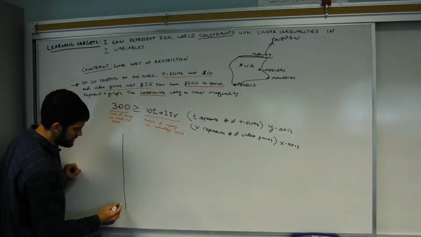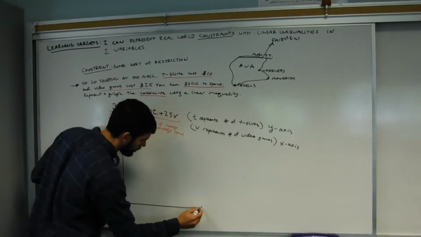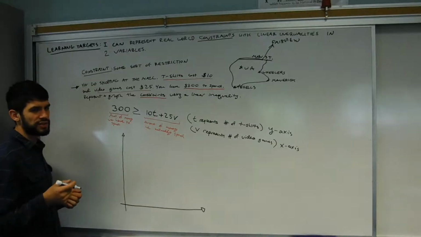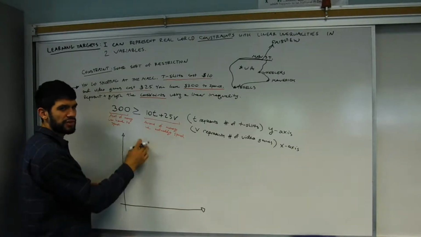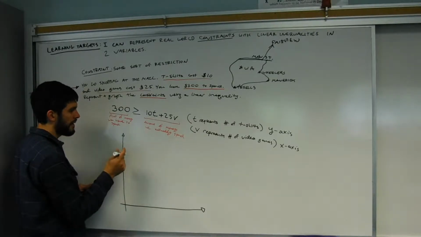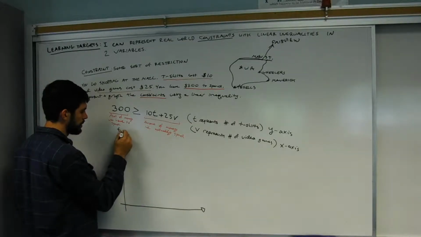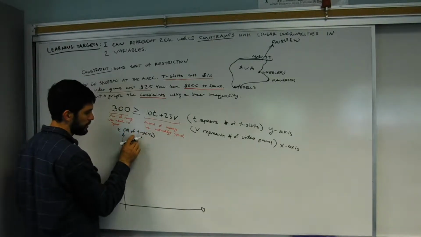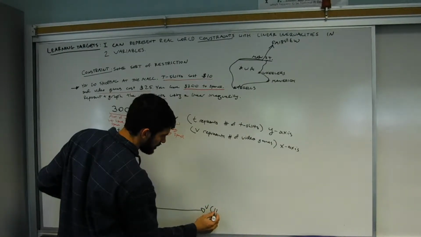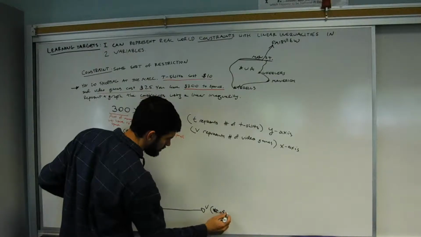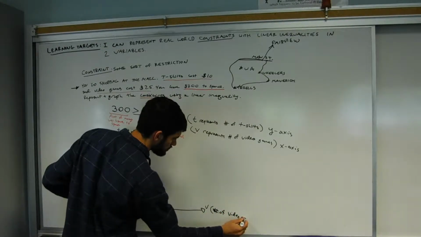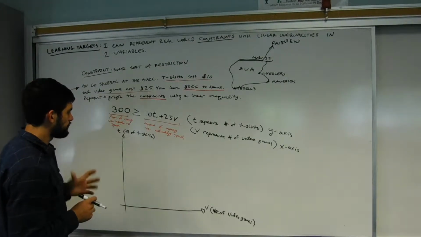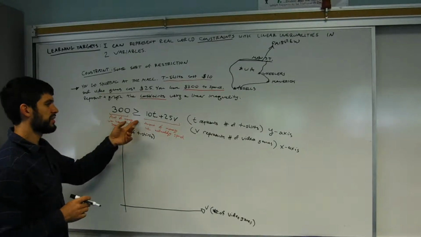In these equations, we're only concerned about positive money and positive amounts. We can't buy negative t-shirts or video games. So I'm only going to graph this one quadrant here. We're going to have t, which would be the number of t-shirts, on the y-axis. We'll have v, which is the number of video games, on the x-axis. So there are 2 main methods we can use to graph this.